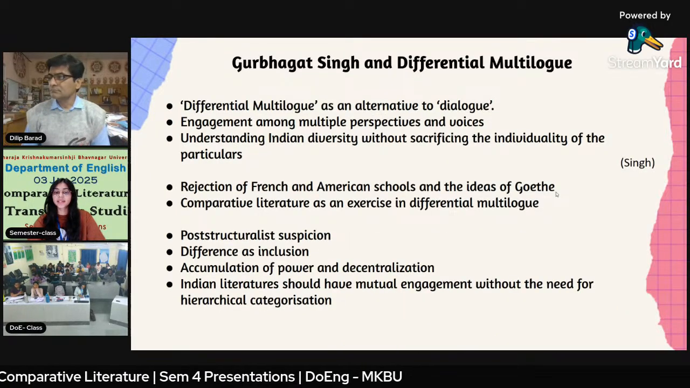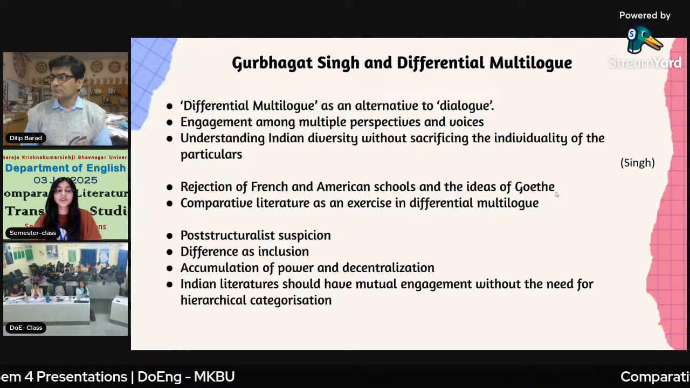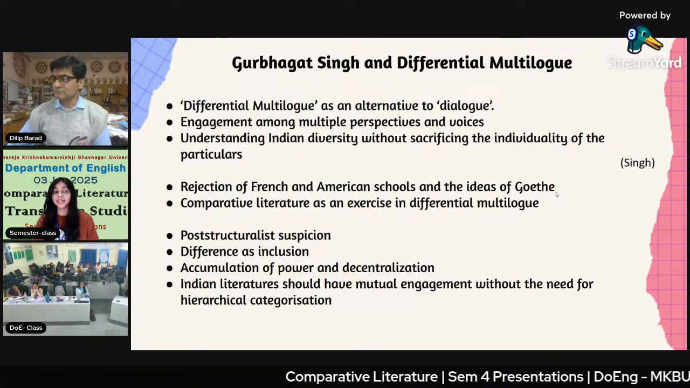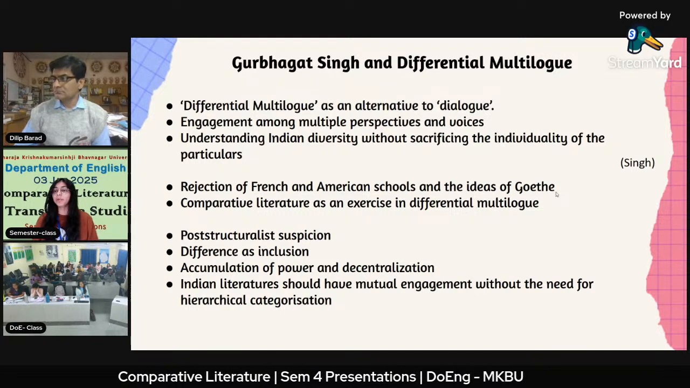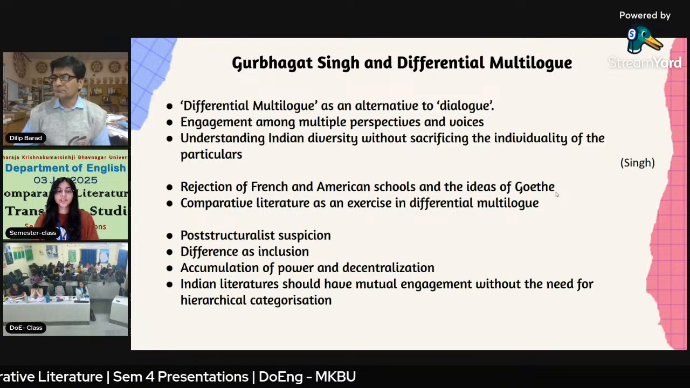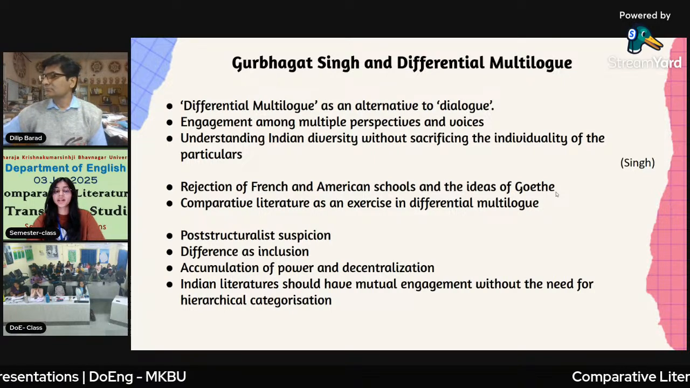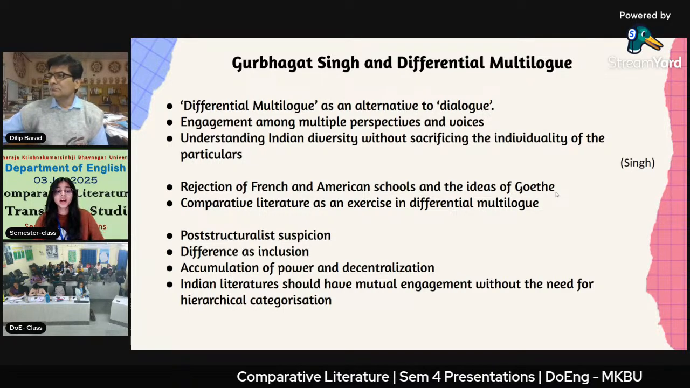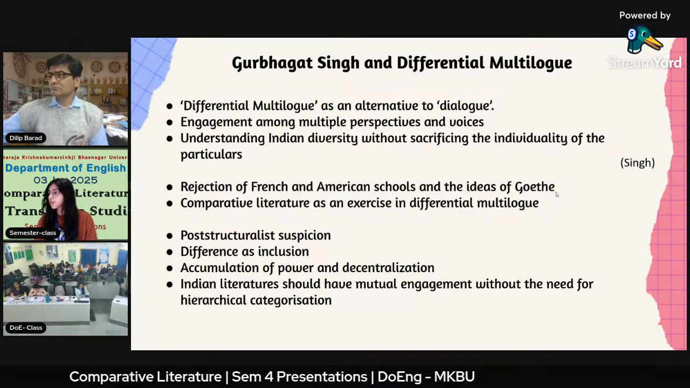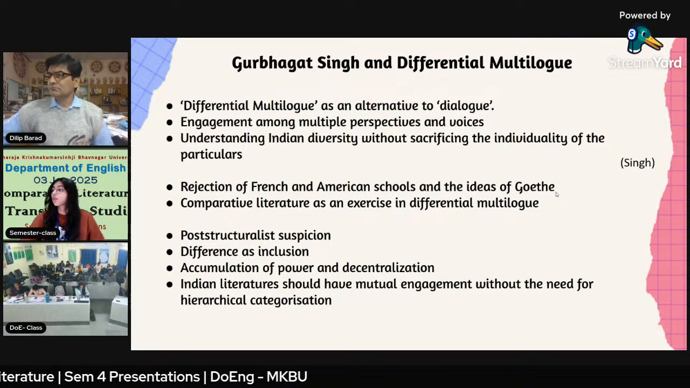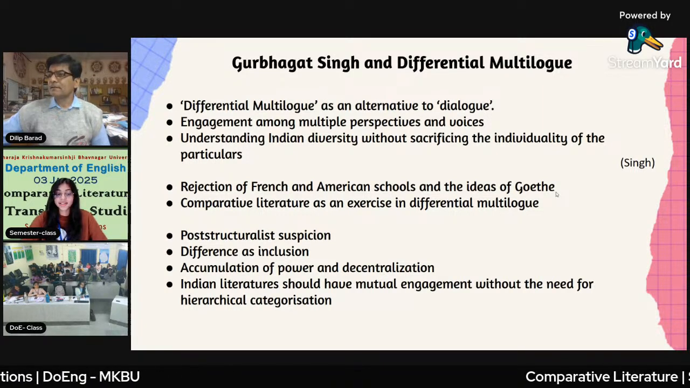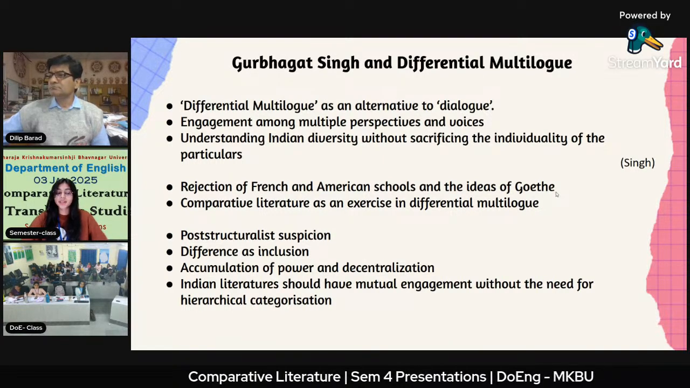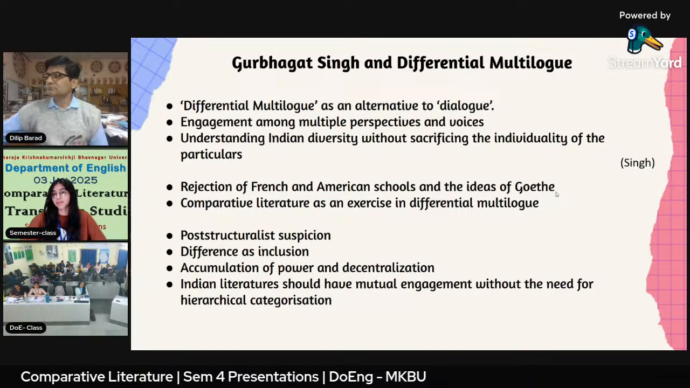Based on this, Guru Bhagat Singh gives the differential multilog. This concept is an alternative to dialogue. Dialogue, as you know, is a conventional two-way communication method. Multilog suggests engagement among multiple perspectives and voices. This concept helps us understand Indian diversity without sacrificing the individuality of particulars. Here we see Guru Bhagat Singh's rejection of the French and American schools. He suggests that Indian literature requires its own theories, and that is why he sees comparative literature as an exercise in differential multilog. This concept is based on post-structuralist suspicion.